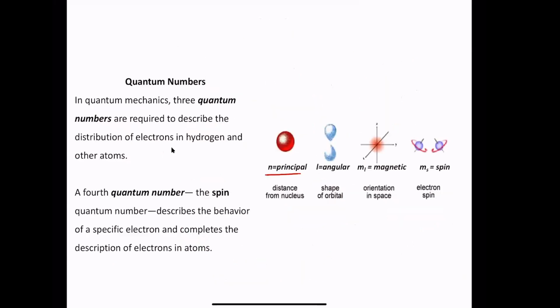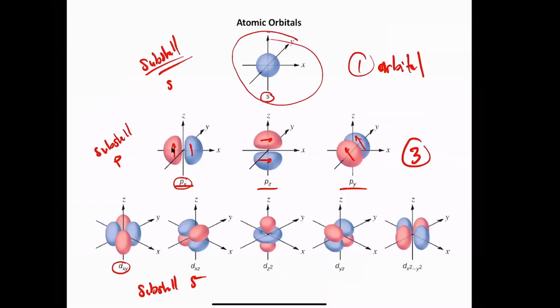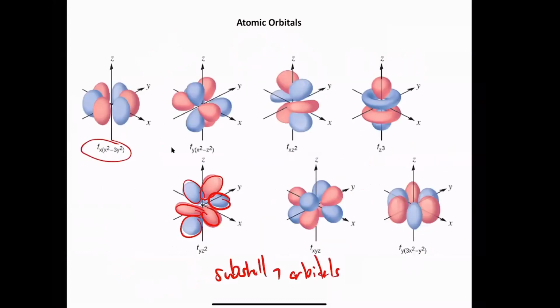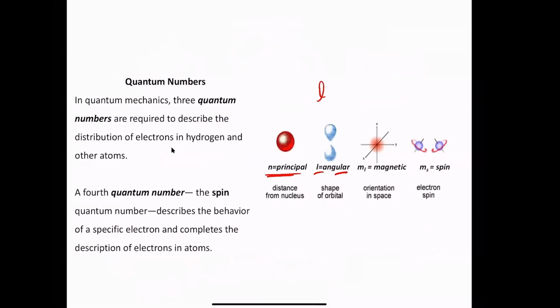So we talked about the first one, which is our principal quantum number, the distance from the nucleus for the electron. Now, this is an L, right? It's an L. It's not a number 1, it's an L. And this describes the shape of the orbital. Because if we look at this, they do have different shapes, right? This shape is different from this shape. And this shape is also different than this shape, right? Look at this shape, right? So the quantum number L is describing the shape of an orbital, right?